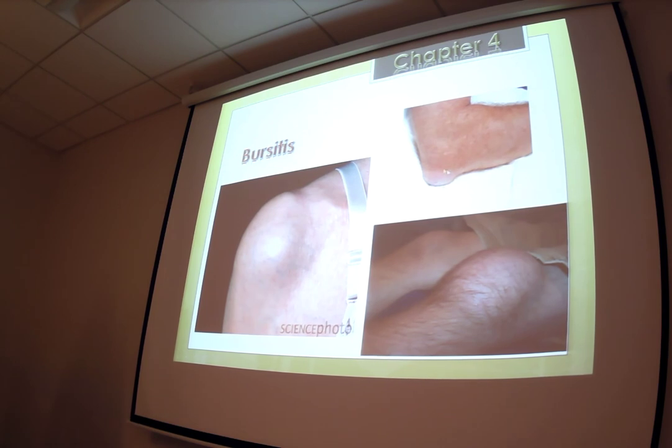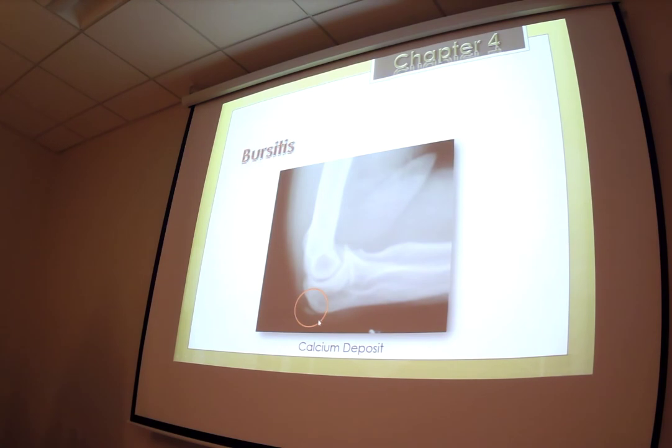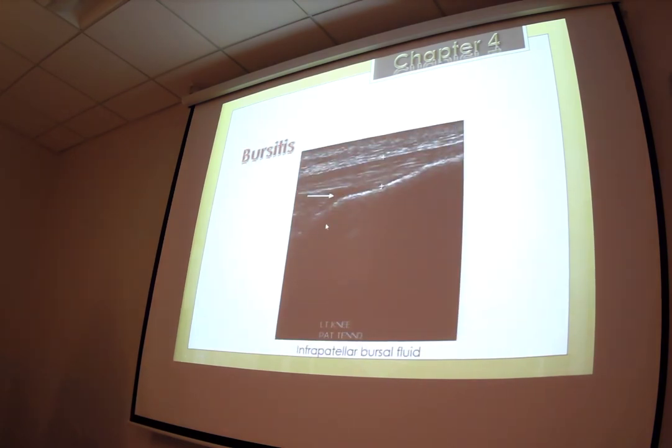Maybe you can see the swelling of the elbow, or the knee, or the shoulder. Here you can see this is a very large calcium deposit in that tendon. So this one is actually visible on X-ray. Typically, you're not going to be able to see that. Here on ultrasound, this is the left knee with the patellar tendon. You can see that bursa fluid underneath the tendon.